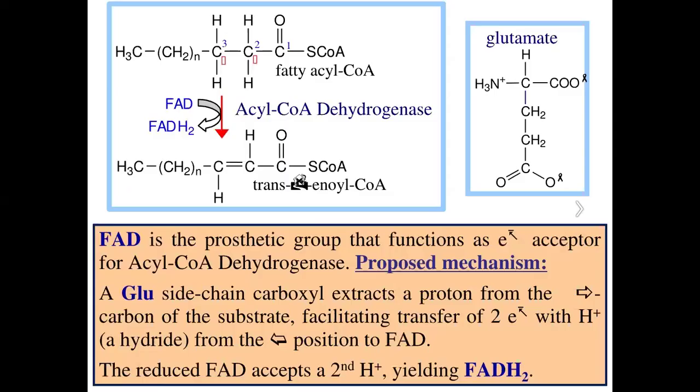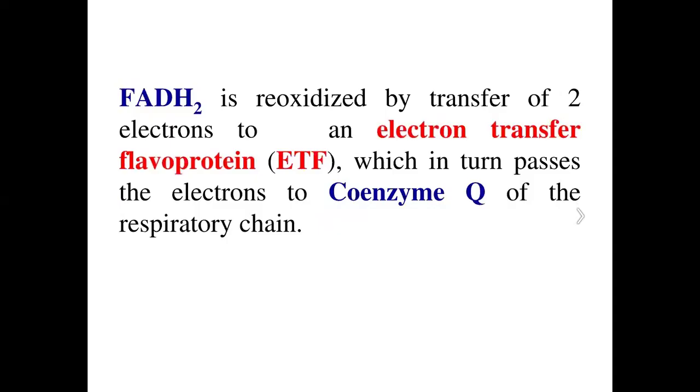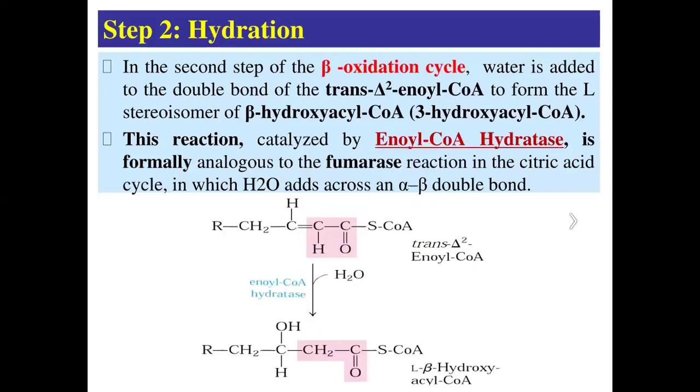And all these enzymes are flavoproteins that have FAD as their prosthetic group, and the FADH2 that is produced is reoxidized by transfer of 2 electrons to an electron transfer flavoprotein, ETF, in the mitochondrial matrix, which in turn passes the electrons to coenzyme Q of the respiratory chain, with the concomitant production of energy.